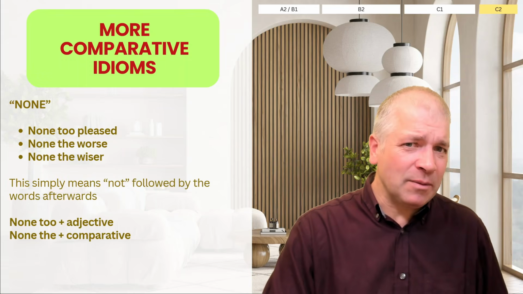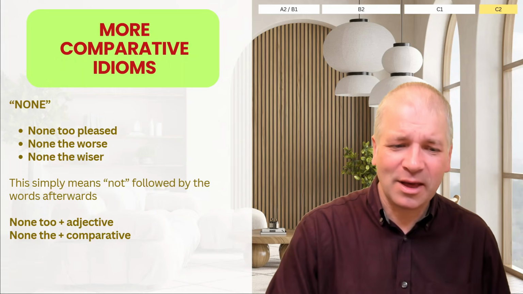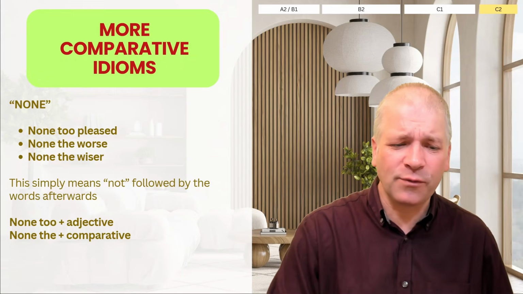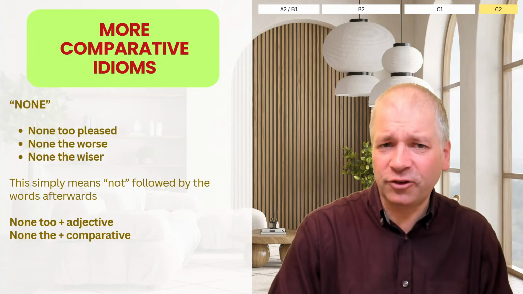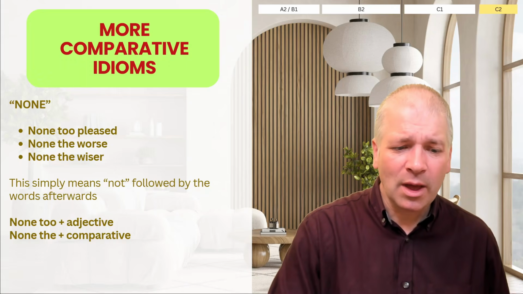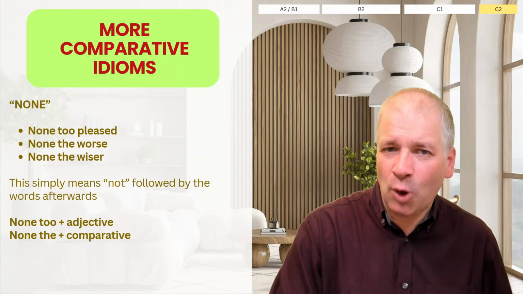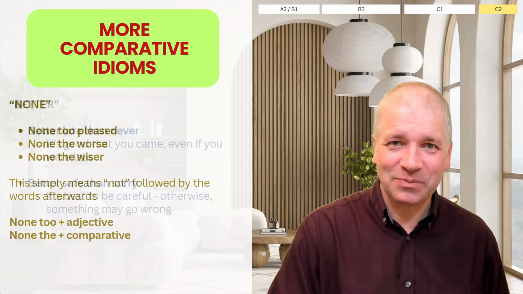We have idioms beginning with none, such as none too pleased, none the worse, none the wiser. And this simply means not followed by the words afterwards. None too is followed by an adjective. So none too pleased means not pleased. And then none the worse and none the wiser are none the followed by the comparative. So none the worse means I'm not worse. None the wiser means I haven't got wiser.